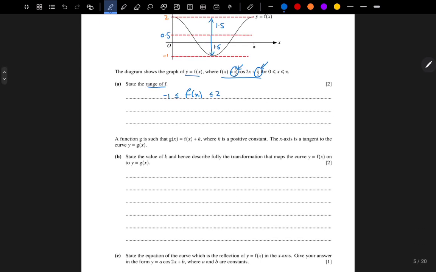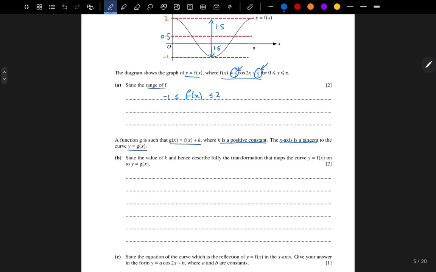In the second part of the question, it is given that the function g is such that g of x is equal to f of x plus k, where k is a positive constant and the x-axis is tangent to the curve y equals g of x. If we look at the equation carefully, we can see that it is plus k at the last, which means that the graph has been translated either upwards or downwards. But since we know that k is a positive constant, it has to be translated upwards.